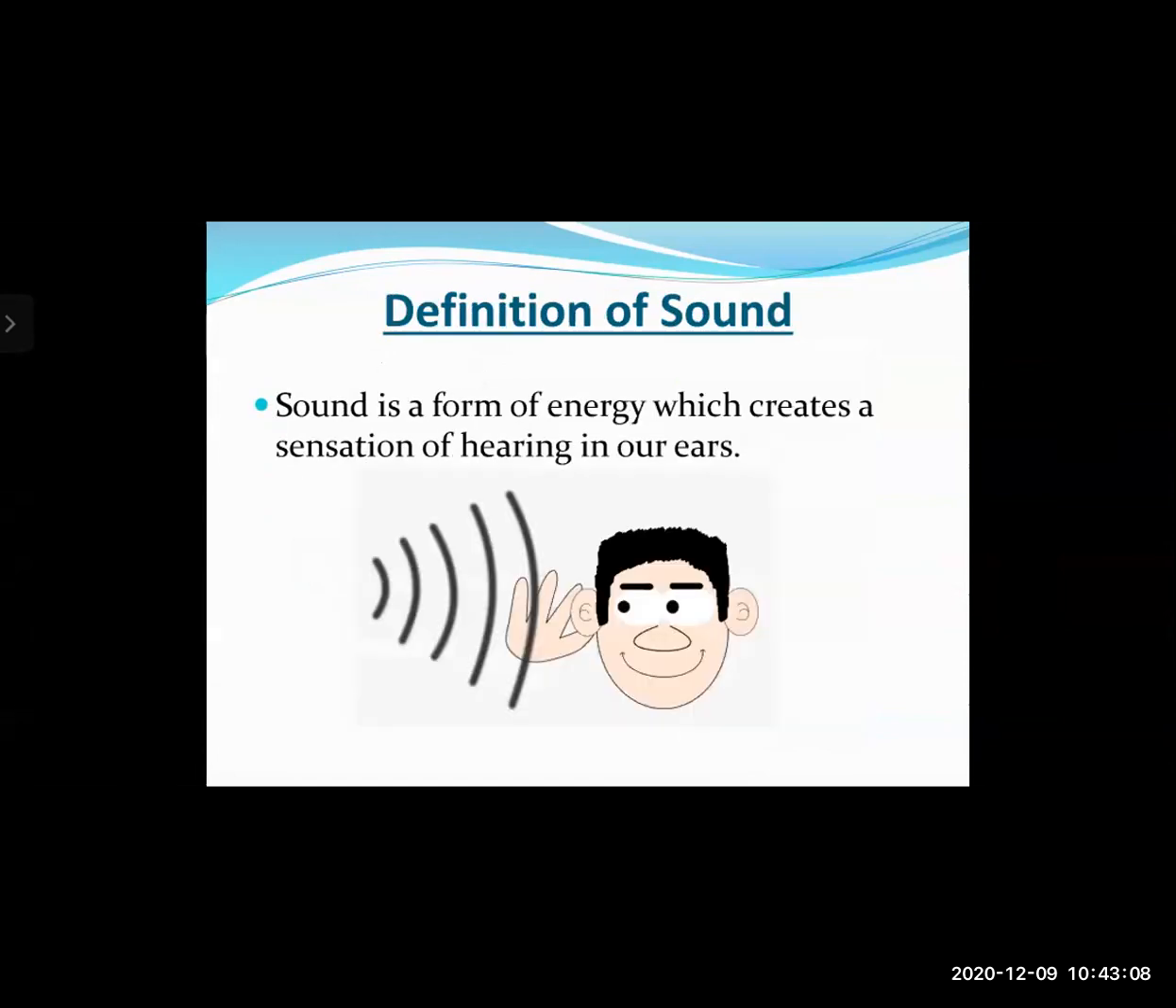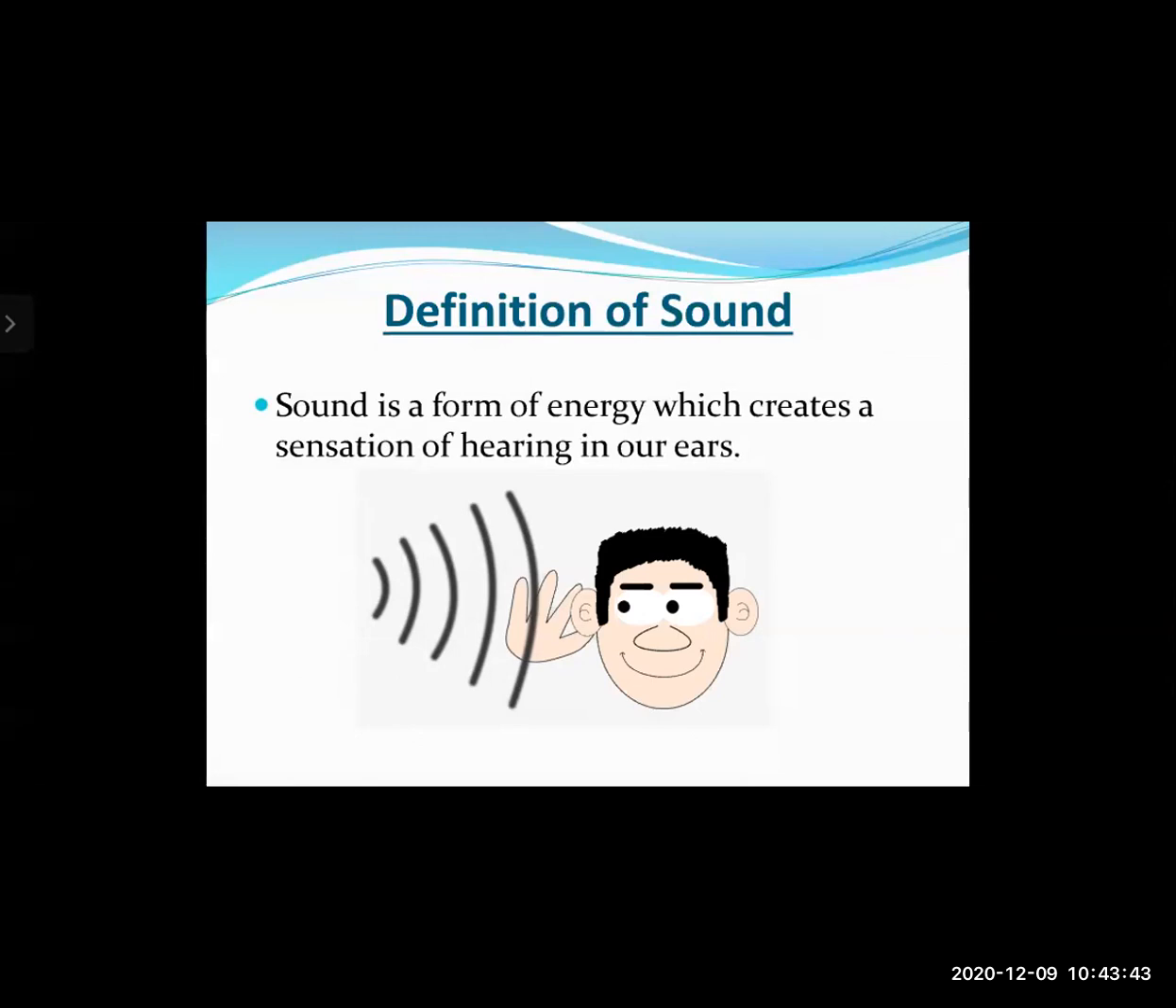First of all, we'll see the definition of sound. Sound is a form of energy which creates a sensation of hearing in our ears, which is perceived by our brain. Sound is a form of energy which is produced through vibrations. For production of sound, you need a source of sound. You can imagine a source of sound like a loudspeaker. When a loudspeaker is working, the face of the loudspeaker starts vibrating. Vibrating means it oscillates, it moves back and forth.